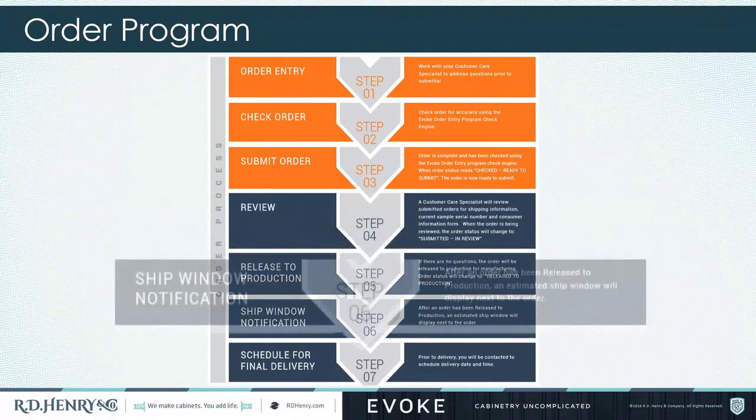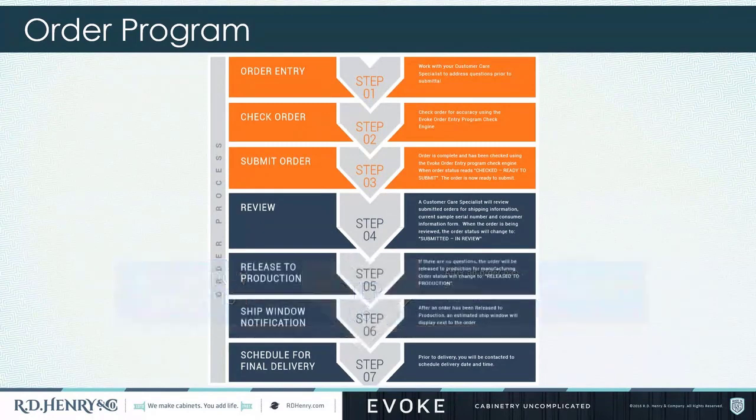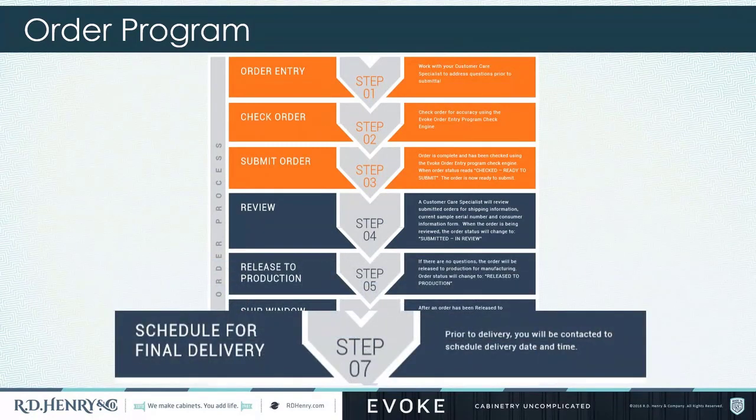After your order has been released to production, you will receive an estimated ship window, which will display next to your order. And this is step 6. And then step 7 is scheduling your delivery. So prior to delivery, you will be contacted to schedule a date and time.